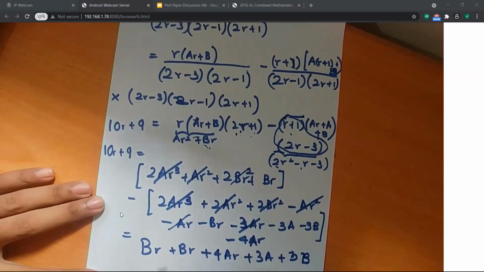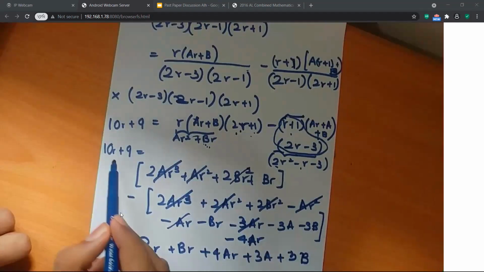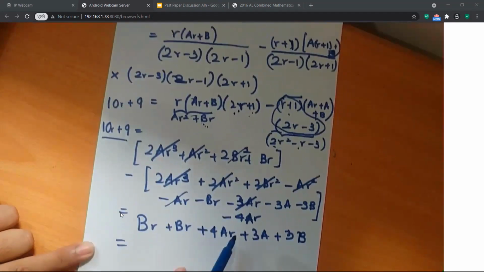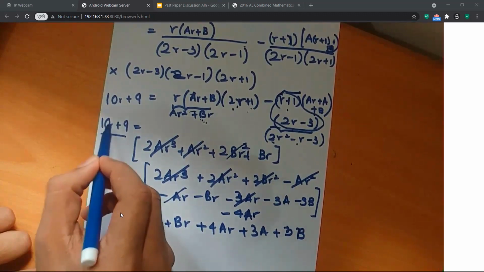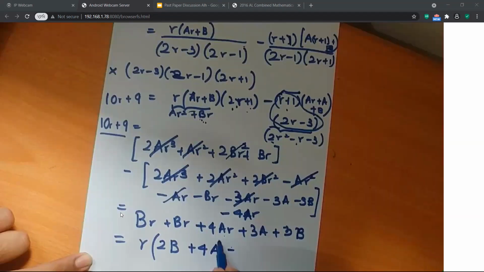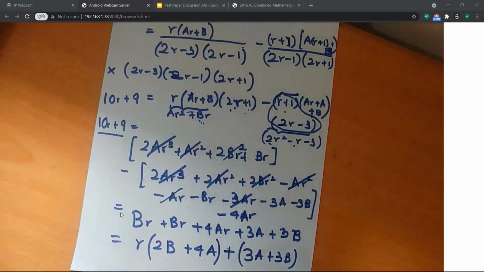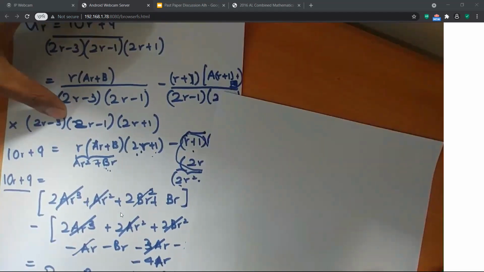Right? So now what we did was we simplified the right side. The left side is still 10R plus 9. So we need to compare the coefficients. For that, we write the whole thing in terms of R and the constants. So take R out. BR plus BR is 2BR. That means 2B, plus 4A, that's it, right? And then the constant terms, 3A plus 3B, right? This is just simplification. So now what we do is we compare the coefficients.